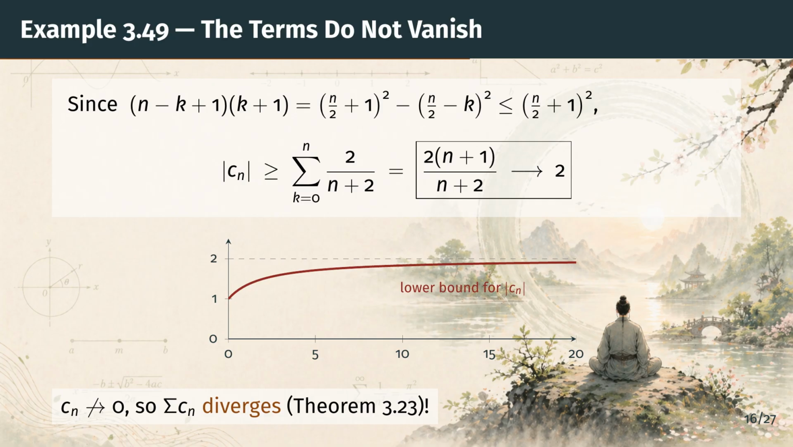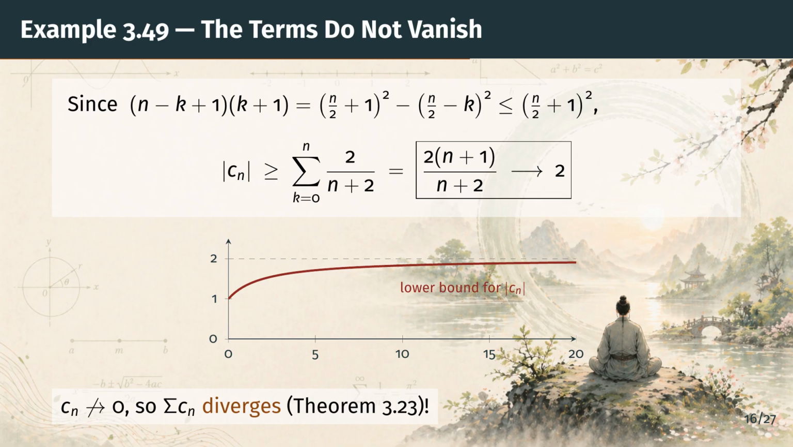Now the estimate. The identity at the top rewrites the product of (n minus k plus 1) and (k plus 1) by completing the square. It equals the square of (n over 2 plus 1) minus the square of (n over 2 minus k). Dropping the subtracted square only increases the value, so the product under the square root is at most the square of (n over 2 plus 1). Taking square roots, each denominator is at most n over 2 plus 1. So each summand in C sub n is at least 2 over (n plus 2).